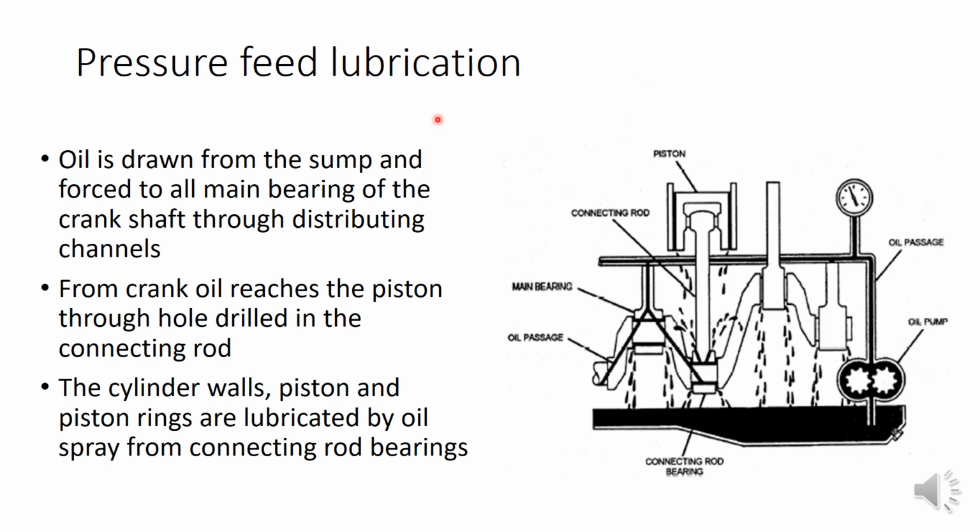And we can use a combination of these two also. We can use the splash and pressure feed together. That means it will have oil troughs, the dipper will be there, and this distribution channel will also be present. So that is known as the combination of splash and pressure feed lubrication.